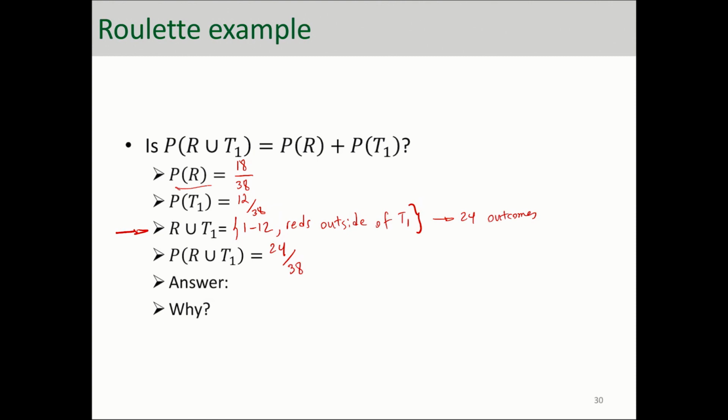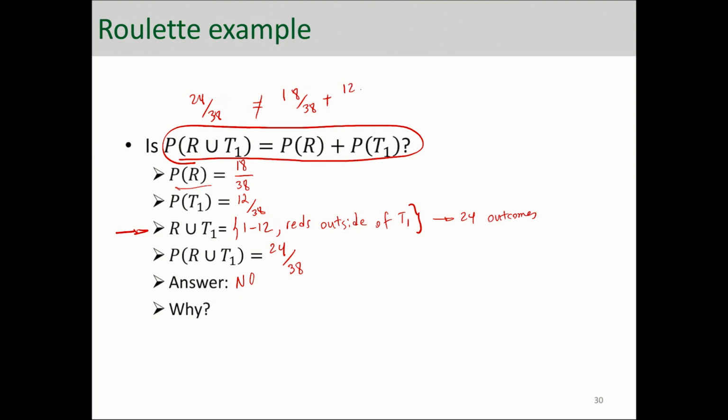Now, is this a correct statement or not? Well, the answer is no, it's not. Because on this side we have 24 over 38, and this is not equal to 18 over 38 plus 12 over 38. In fact, this is 30 over 38. So it's not true. So keep that in mind and think about what needs to be added to this equation so it becomes a correct equation.